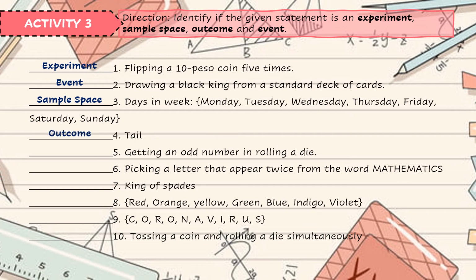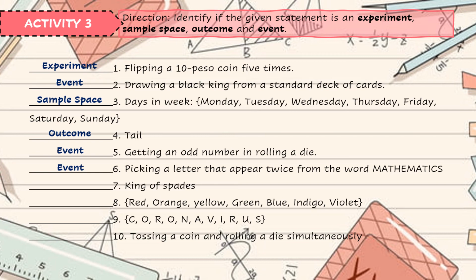Number 5, getting an odd number in rolling a die. May condition na naman. So, nag-roll ng die, pero ang kailangan lang makuha ay odd number. This is an event. Number 6, picking a letter that appear twice from the word mathematics. So, yung letters sa mathematics, ang gusto niya lang ay makuha ang letter na nag-appear twice. May condition. Therefore, this is an event.